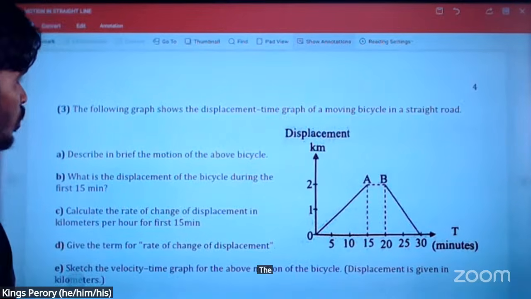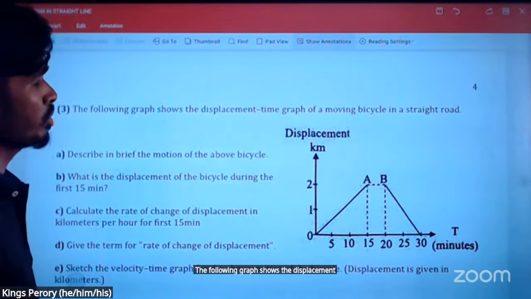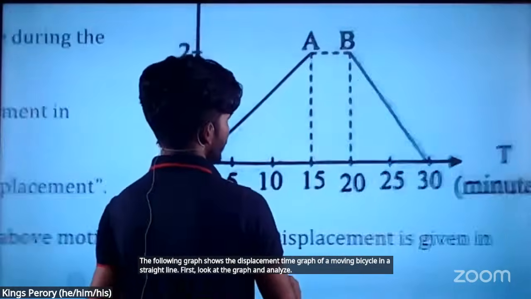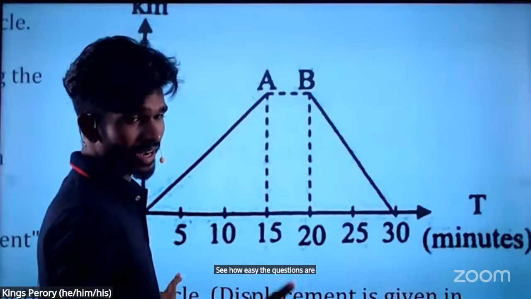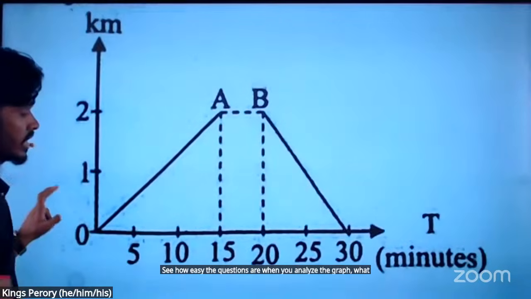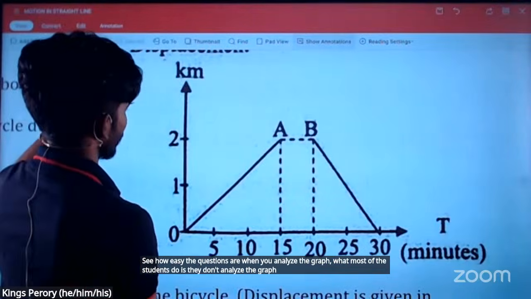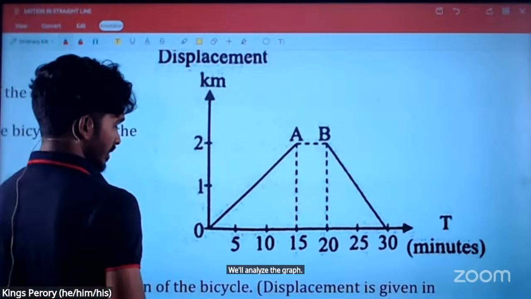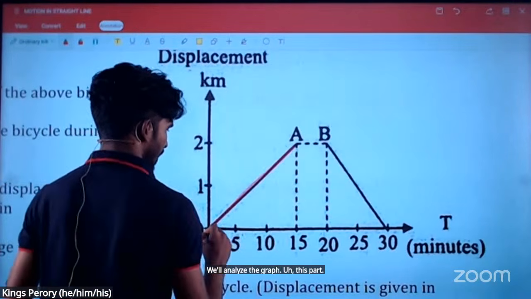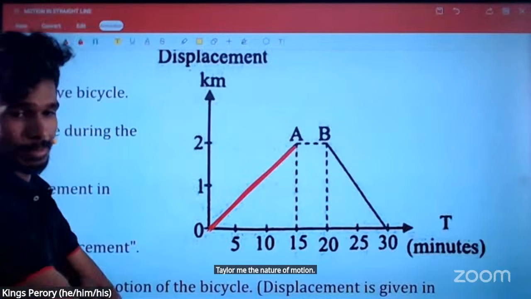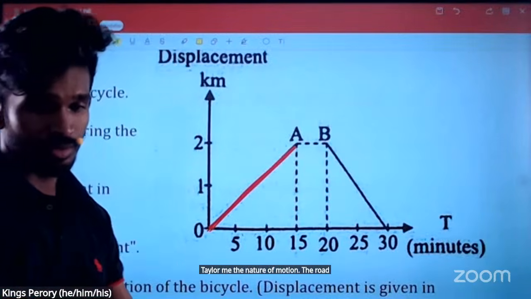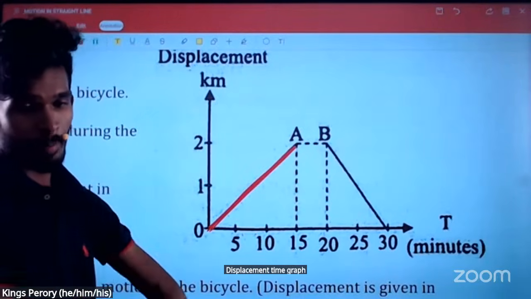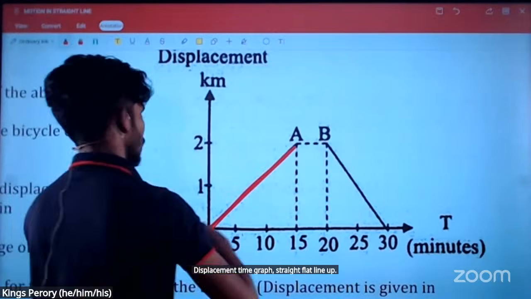The following graph shows the displacement time graph of a moving bicycle in a straight line. First, look at the graph and analyze. See how easy the questions are when you analyze the graph. What most of the students do is they don't analyze the graph, they directly start the question. We'll analyze the graph. This part, tell me the nature of motion. 0 to A, nature of motion. Displacement time graph, straight flat line up. Constant velocity.